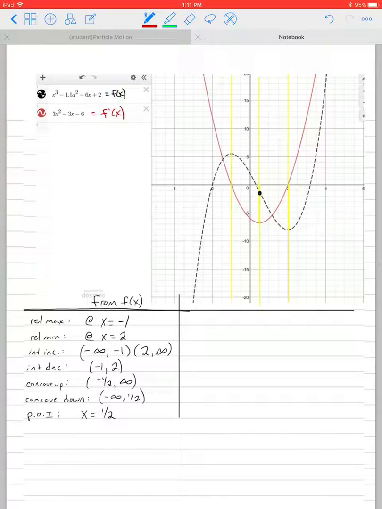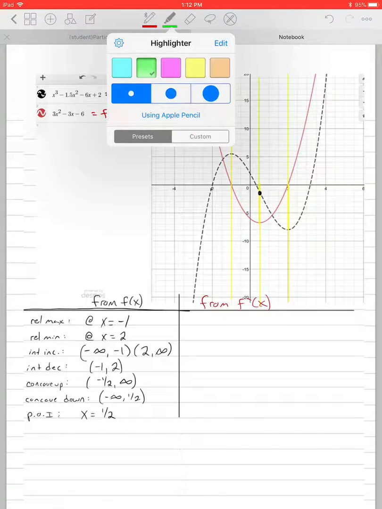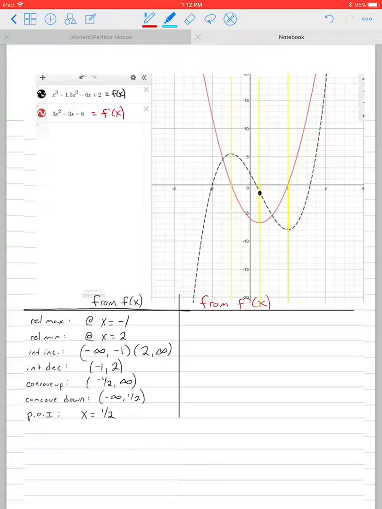I need to answer all these same questions, but instead of answering them from the graph of f of x, I need to answer them from the graph of the derivative. I'm going to leave the actual function so that I can compare and see that it's working as I do this. The first thing I want to do is skip down to intervals of increase. We said this function was increasing from -infinity to -1, and then here. That's where my function was increasing.